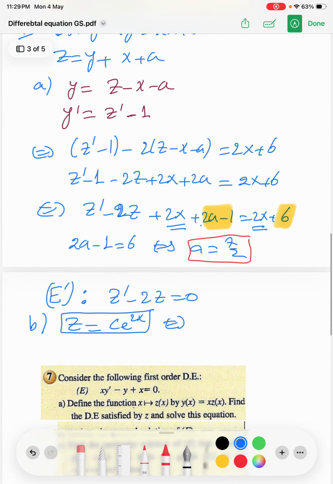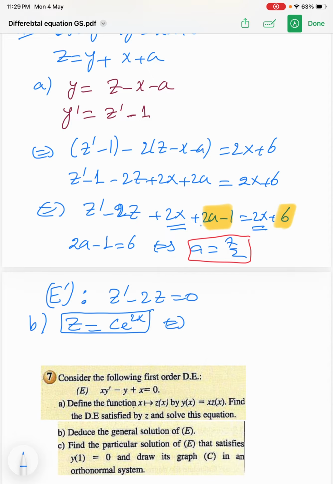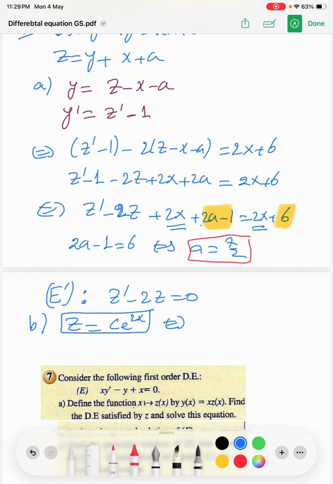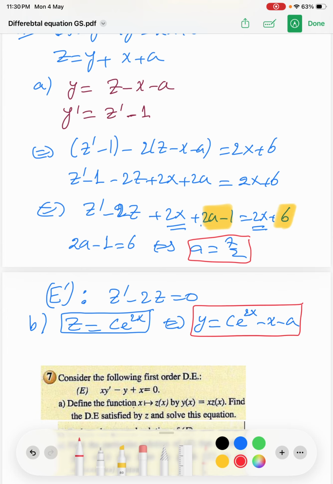Replacing z by its value, you know that y equals z minus x minus a. So if you replace z by its value, y equals c exponential of 2x minus x minus a. This is the general solution of E.